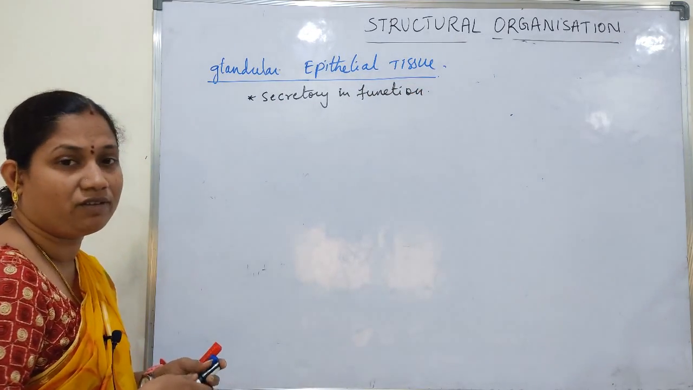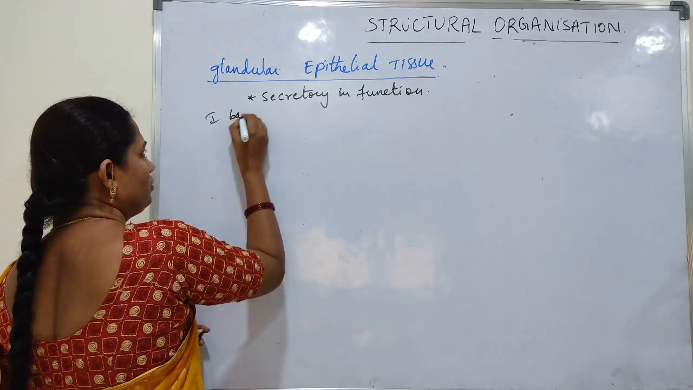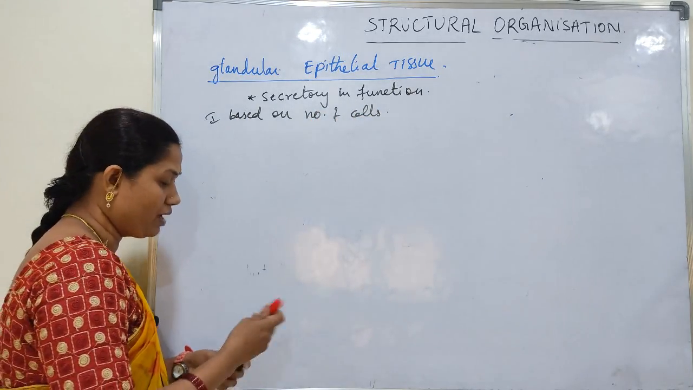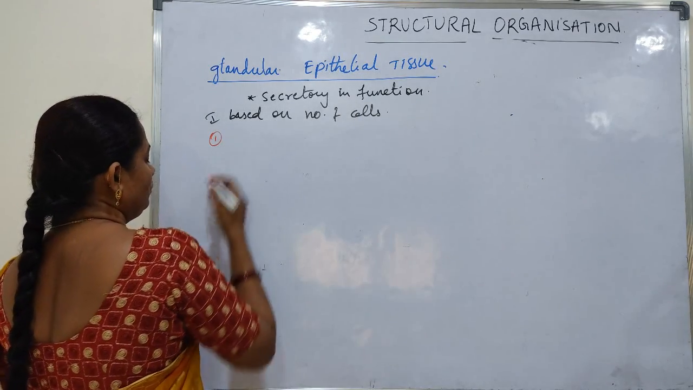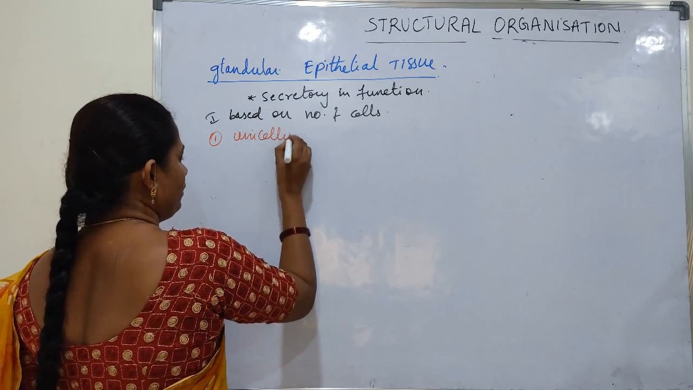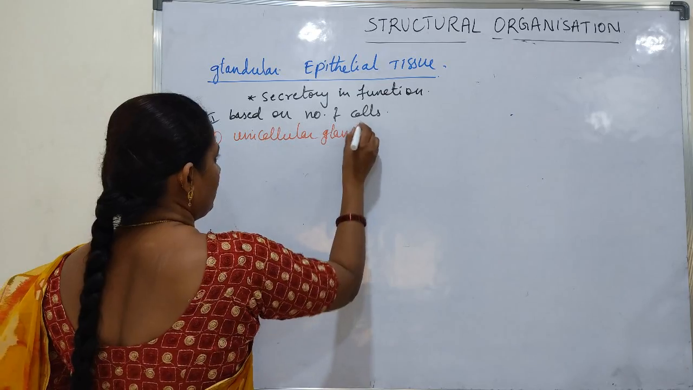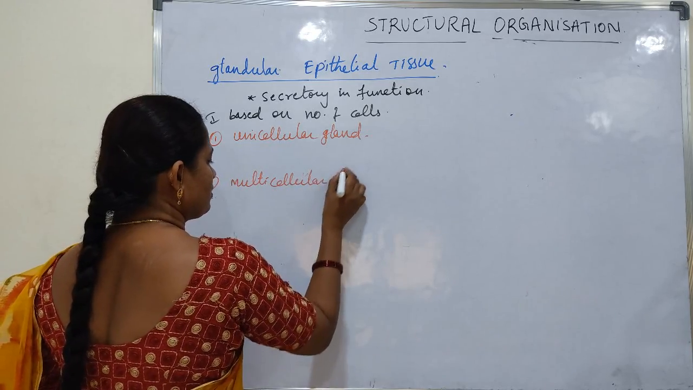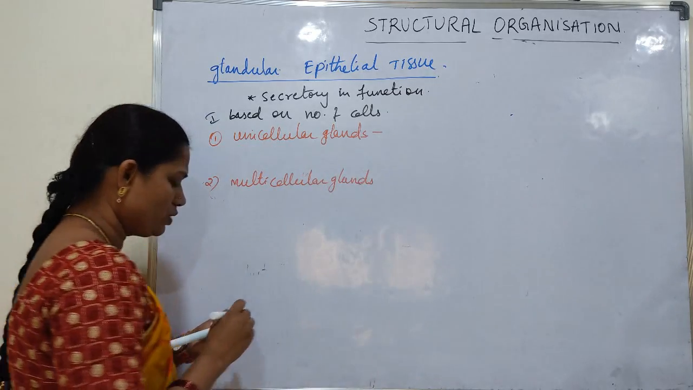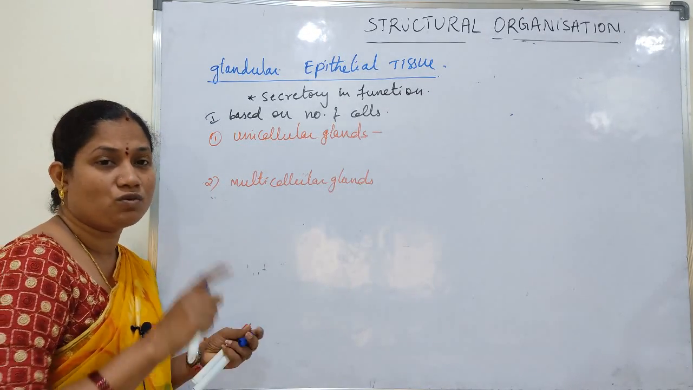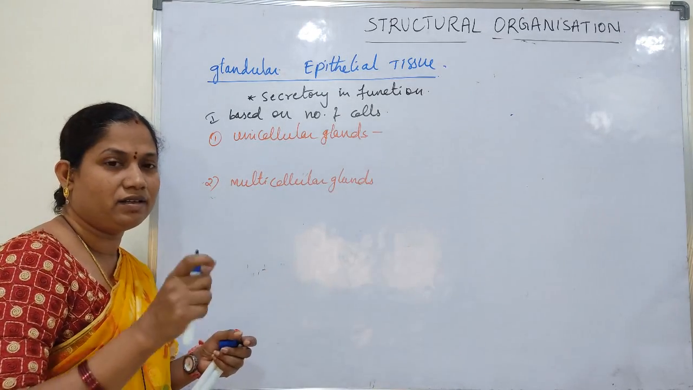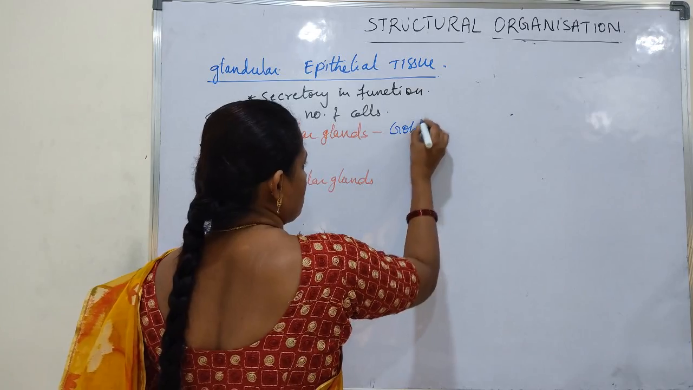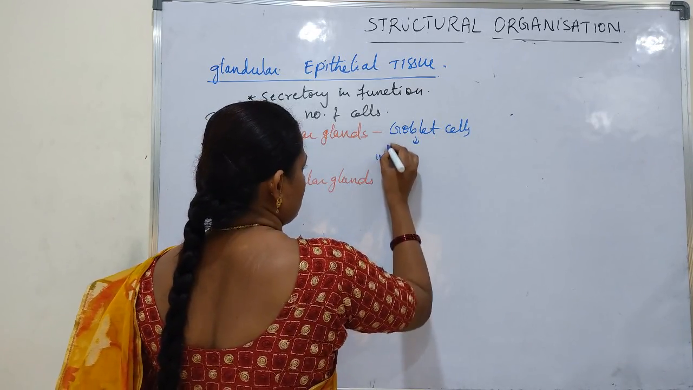Next, they have different types of classification. The first one is based on the number of cells. Based on the number of cells, there are two types: unicellular glands and multicellular glands. Unicellular glands means only one single cell acts as a gland and secretes the secretion. That is called a unicellular gland. Only one single cell, for example the goblet cells of the intestine.